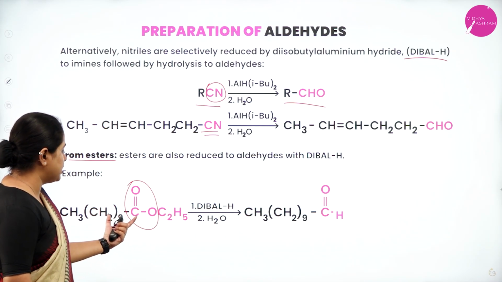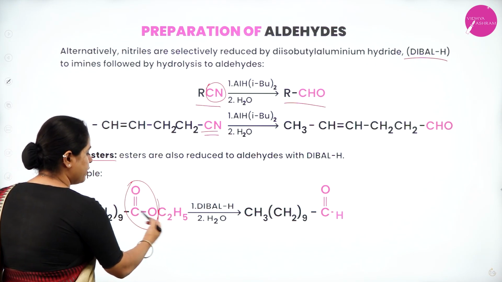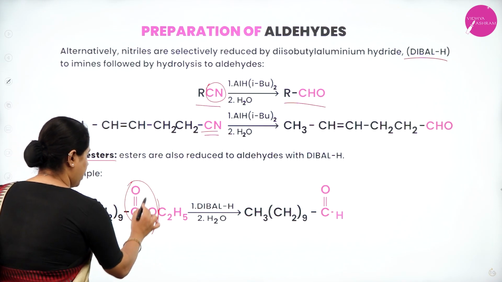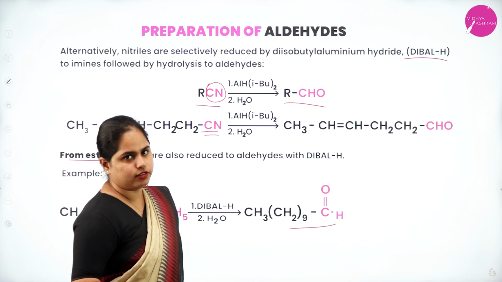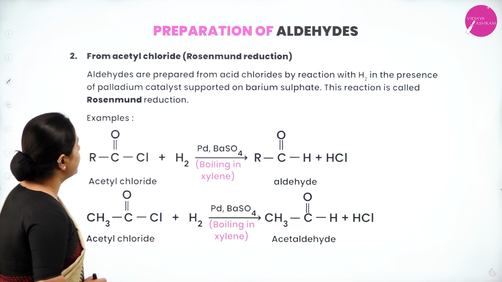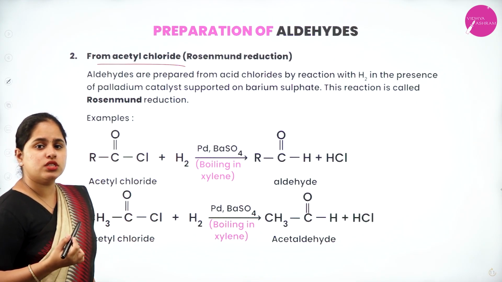This part will remain as it is. This is going to break and you will get a CHO here, right? So, the other part will be removed as alcohol. So this part will be CHO. Clear? So that will be your aldehyde which is formed using DIBAL-H. Next one is from acyl chloride, or else it is called Rosenmund's reduction.